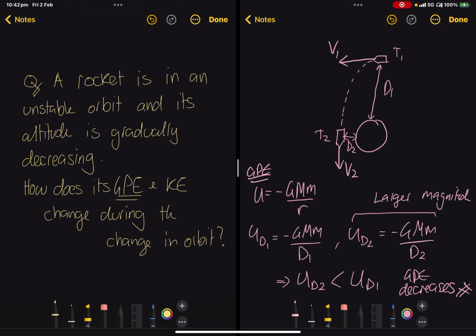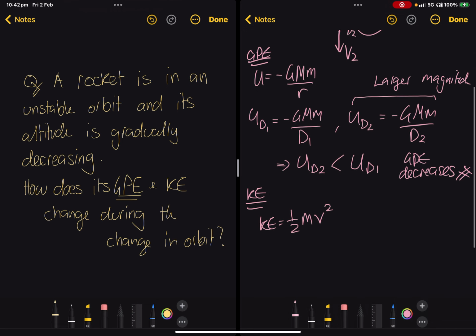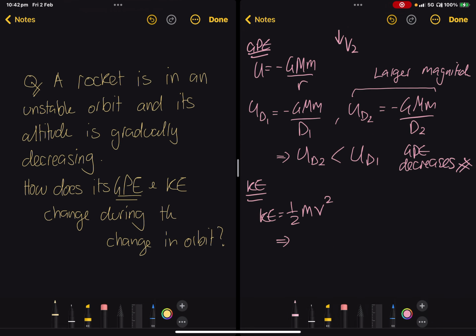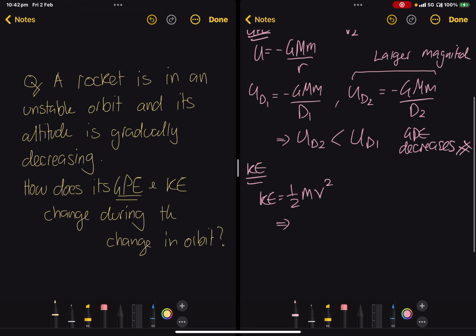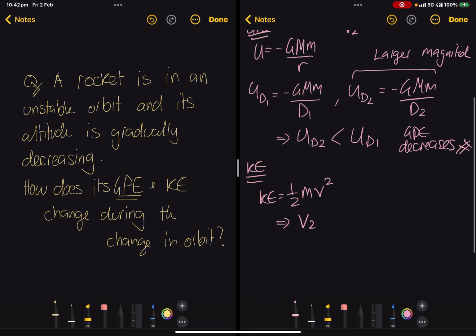The reason it's getting closer to the Earth, it is losing altitude, or as the question says, the reason its altitude is gradually decreasing, is it's losing speed, right? So it's getting slower as it's getting closer, as it's having its altitude decreased. And so this implies that V2 is less than V1. So we get V2 is less than V1.